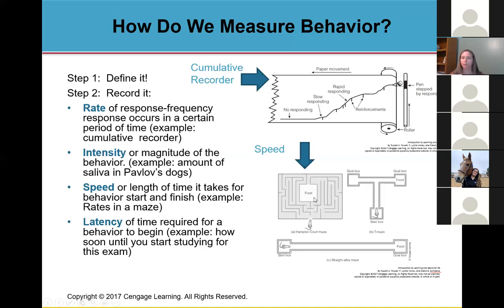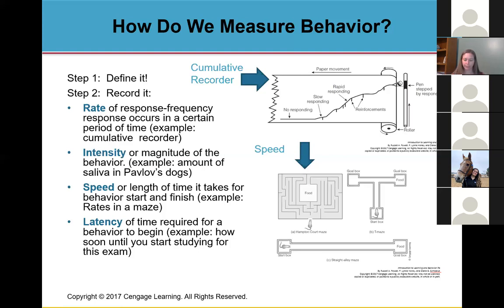So how long does it take for this mouse to find its food in these various mazes, something like that. And then latency is how long it takes for that behavior to begin. So is this something that you put off? Is this something that maybe you don't need right away and so you don't start for a while? Is it something that you're very eager for and you want to start right away? So how long until you start studying? Well, you may procrastinate and put that off for a while. We can measure that latency.